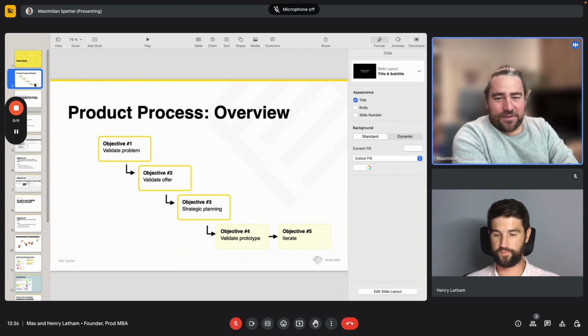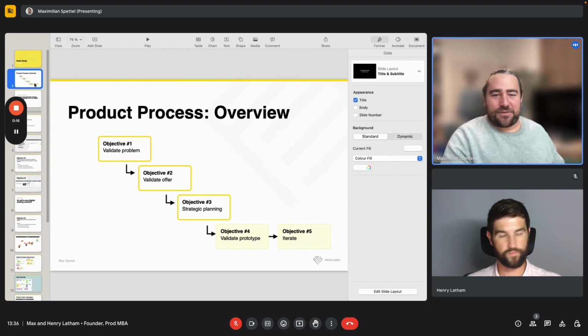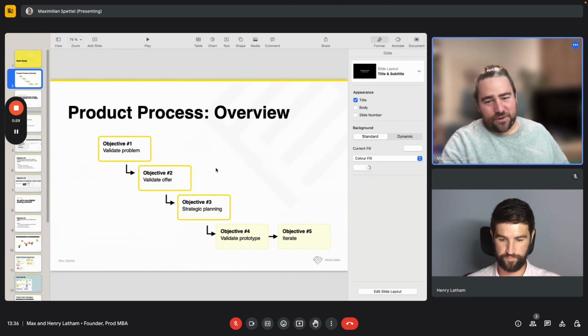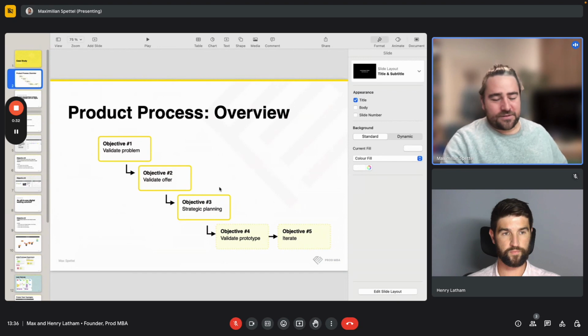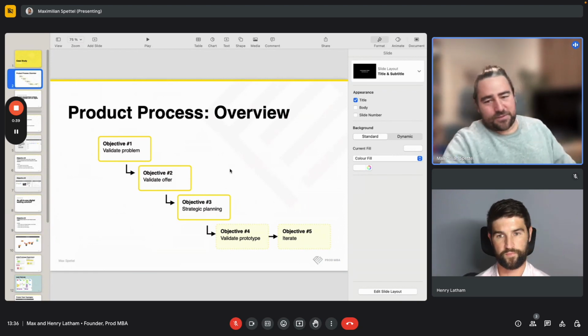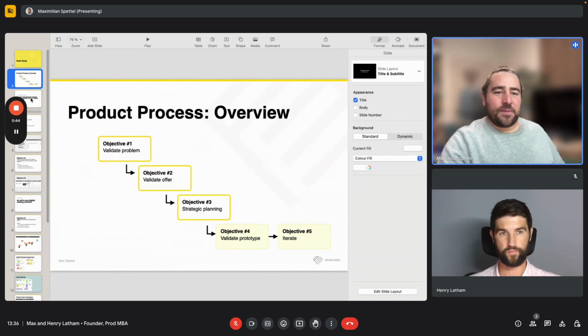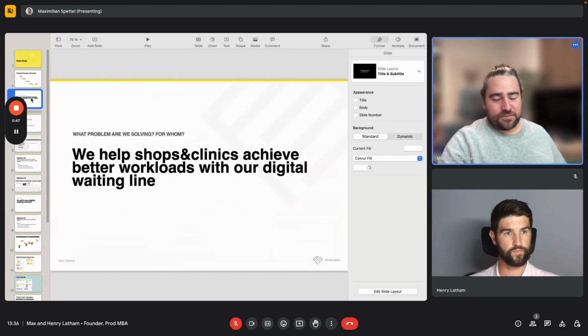So, a quick overview on how I approached the product MBA. The first objective was, of course, to validate the problem, which I think is present. The second objective was to validate the actual offer of the outcomes, and the third objective was to do some strategic planning on how to approach solving this problem. Then the next objectives would be to validate the prototype and to iterate further on the product itself. But yeah, these are future tasks, more or less.